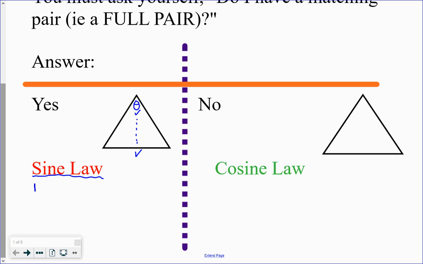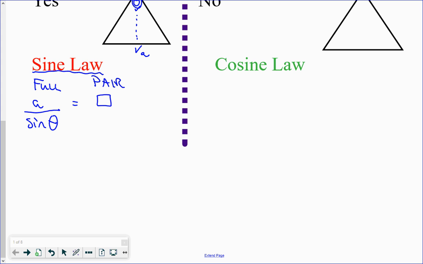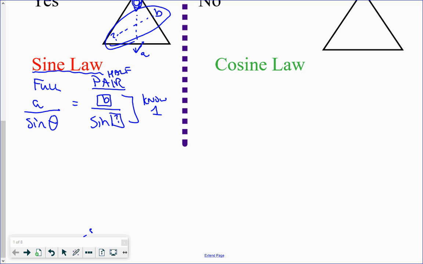So sine law, what you do is you put your full pair together. You do your side length, let's just call it A, and you put it over its matching angle, so sine theta. And then the other half of the formula, we have the same idea. You have the side length over the sine of its angle. So let's say this is B and this is question mark. Now, you will only know one of those because it's just your half pair. You'll know both of these, that's your full, and you'll only know one or the other of those.